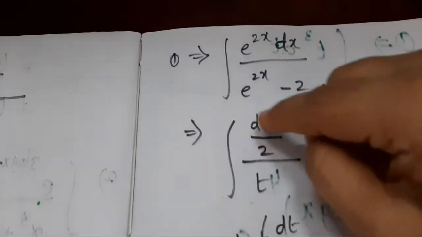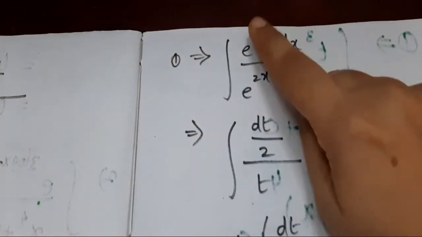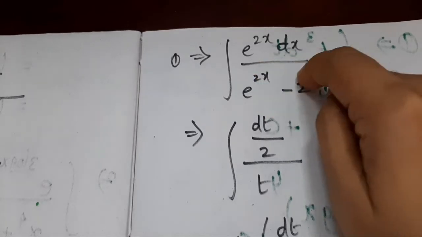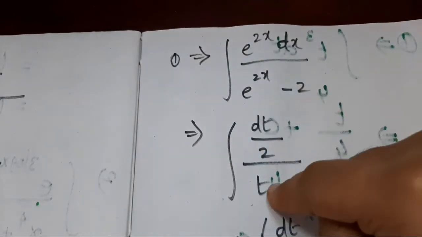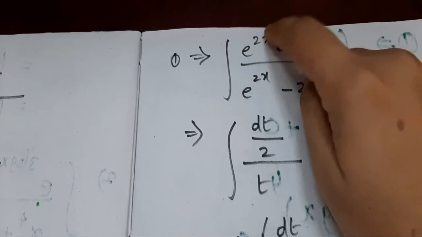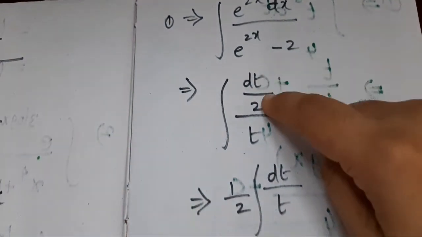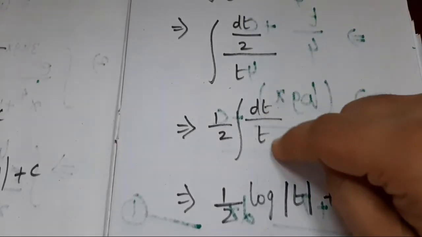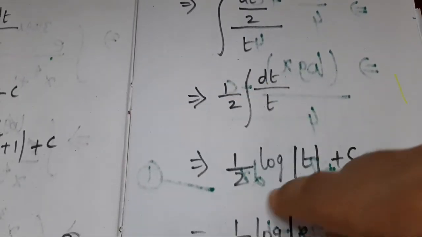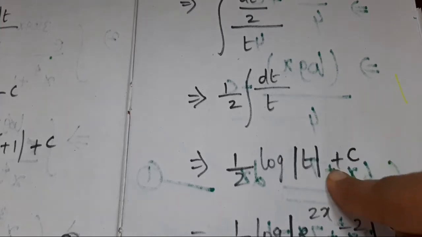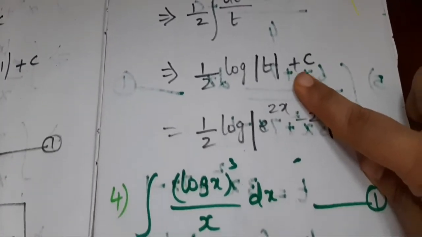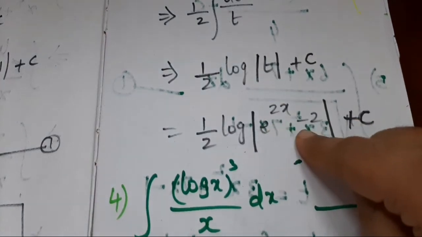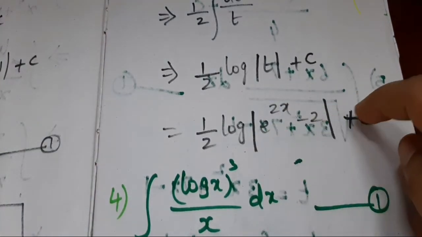So the first equation is nothing but e power 2x dx by e power 2x minus 2. So this one I have taken as t. So instead of this e power 2x dx, I have dt by 2. This 1 by 2 is a constant. I am getting dt by t. So 1 by 2 log t, absolute value of t. So 1 by 2 into log of, instead of t I can substitute e power 2x minus 2 plus c.